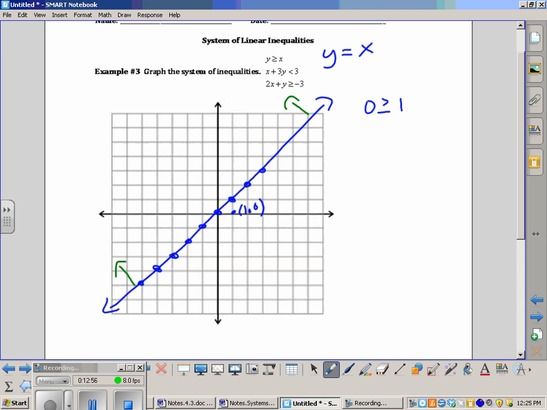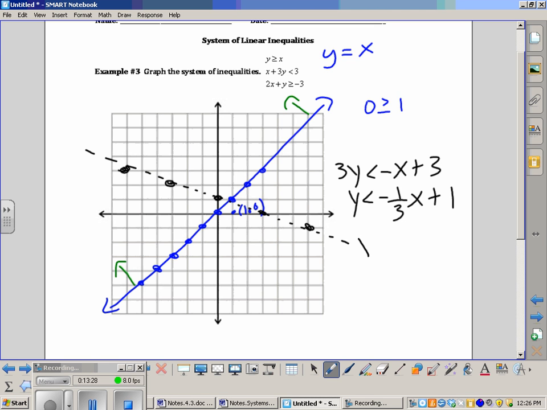Now let's go to the second equation. So let's do this one in black. I'm going to convert to y equals mx plus b form. So I have a y-intercept of 1 and a slope of negative 1/3. So down 1, over 3. Okay, and so this is a dotted line. Okay, so now I'm going to test 0, 0. And I'm going to test 0, 0 in the original equation.